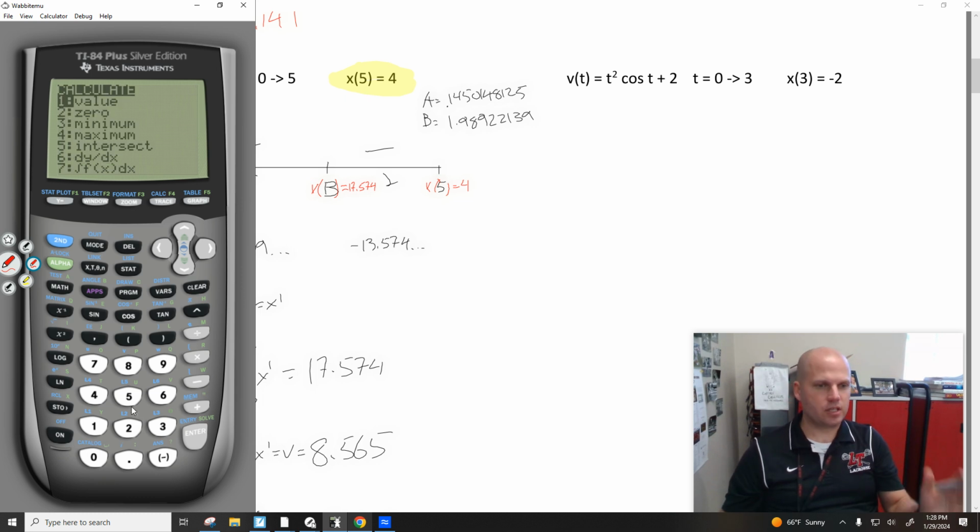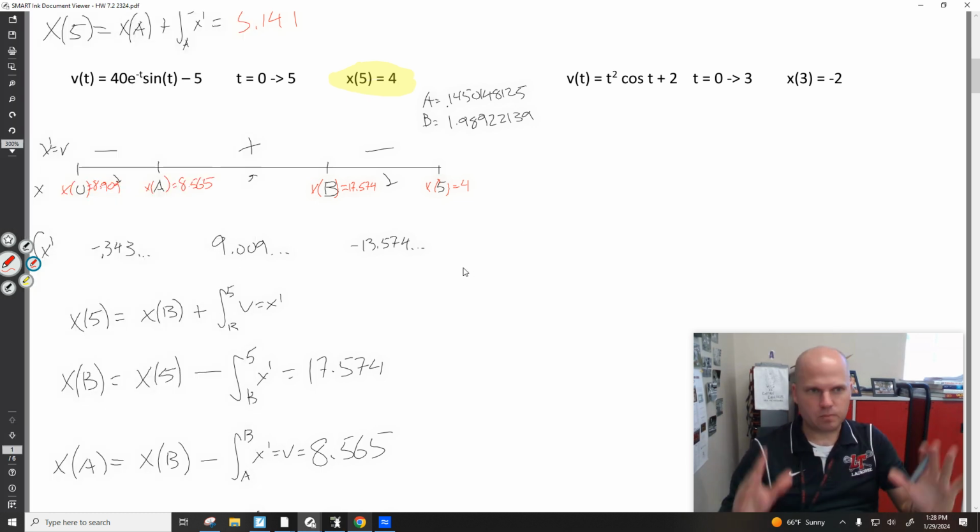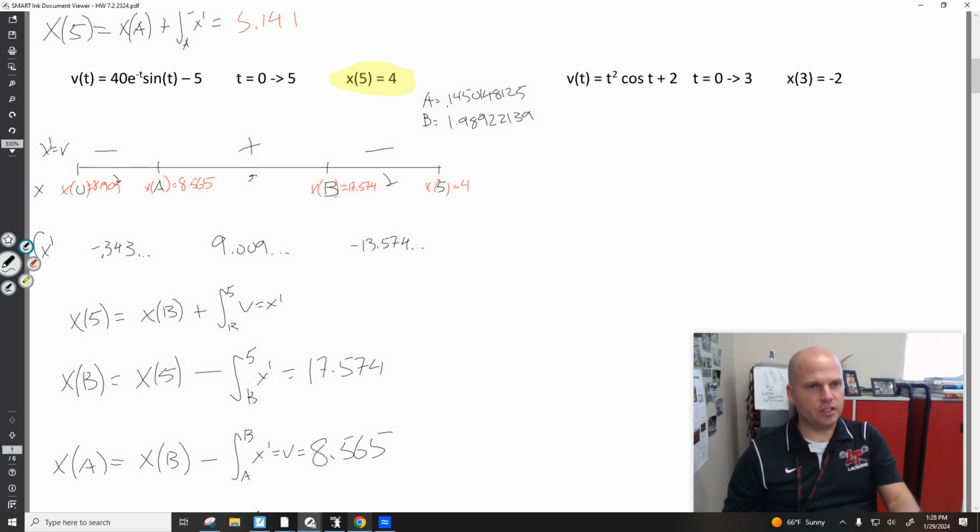But let's split it up. Again, I could have looked at the previous one in terms of motion. Let's break out our motion axis where it's the position, not time. It's the position of 8.909, moves to the left 8.565, moves to the right to 17.545, and then moves to the left even more to 4. Cool? That's motion.